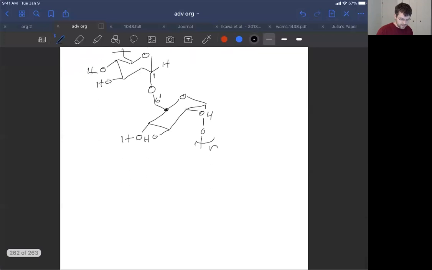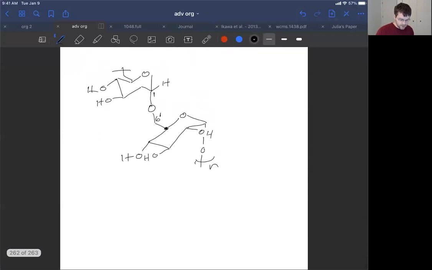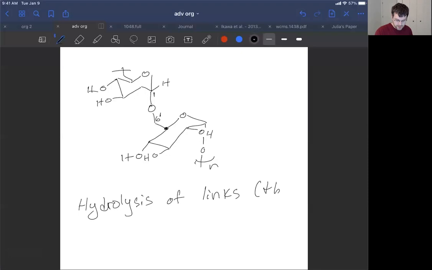The book discusses those in a little bit more detail. Now what I want to do is move into the CH2OH, that 1 to 6 branch point. I want to cover the general approach for hydrolyzing these complex carbohydrates back to the monosaccharides. That's really going to be looking at the hydrolysis of the links in the branches.